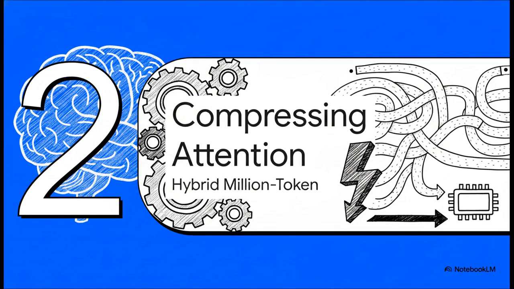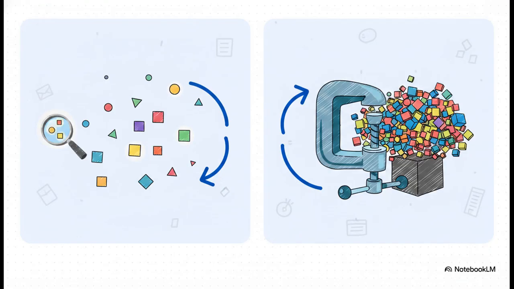Let's move to Section 2 and see how this builds. Compressing attention and their hybrid approach to million token contexts. Now this is where the magic actually happens. The model alternates between two entirely new attention mechanisms, CSA and HCA. On the left, we've got Compressed Sparse Attention, or CSA. This one is highly selective, very fine-grained.